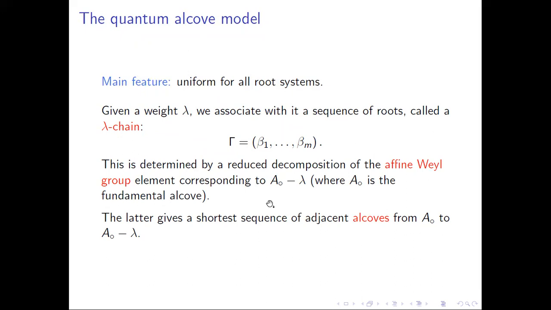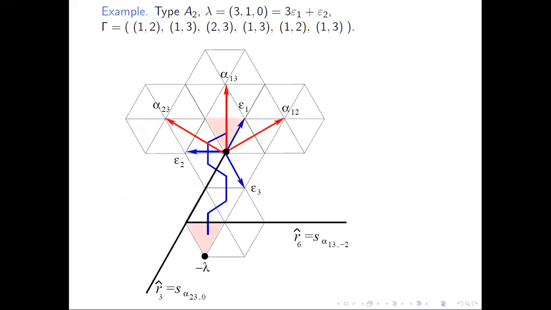So this reduced decomposition determines a sequence of adjacent alcoves, a shortest sequence, joining the fundamental one to the translated one in the usual way. So for instance, here in type A2, if you take this weight 310 partition, so 3 epsilon 1 plus epsilon 2, which is now dominant, but in general it can be any weight. Then you look at, so here is the origin, here is negative lambda.